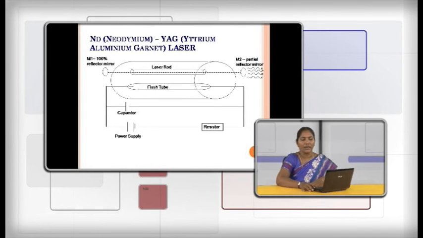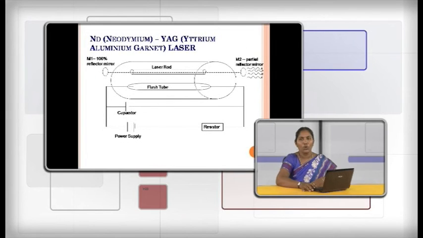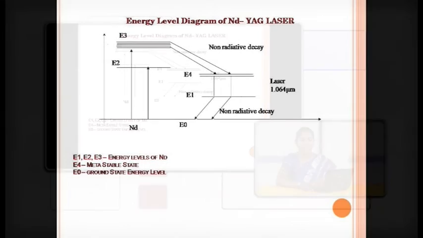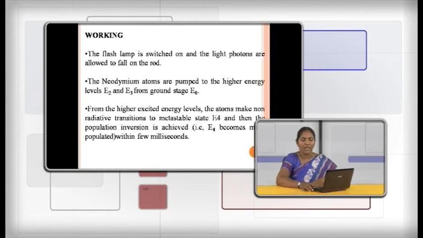Working of the Nd:YAG crystal. The flash lamp is switched on and the light photons are allowed to fall on the crystal rod. The Nd3+ ions are pumped to the higher energy states E2 and E3 from the ground state E0 by absorbing the light photons. From the higher energy state, the atoms make a non-radiative transition to the metastable state E4. The population inversion is achieved between the energy levels E4 and E1. E4 becomes more populated within a few milliseconds.